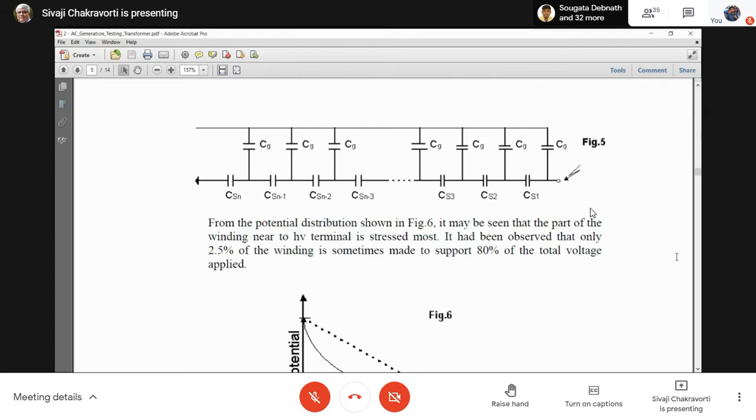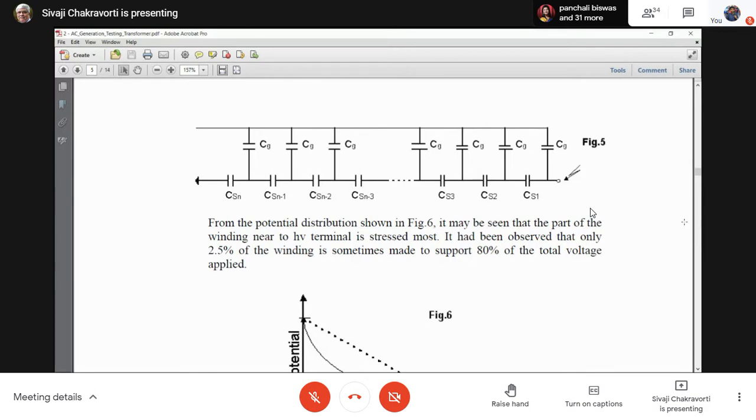Now, what will be the potential distribution along the winding if somebody asks me? The terminal on the right is at 100% voltage, that means the full voltage. The terminal on the left, at R, is at zero voltage. So in between, I will have a potential distribution, no doubt about that. Is it linear? That's the big question. Let us examine this case.